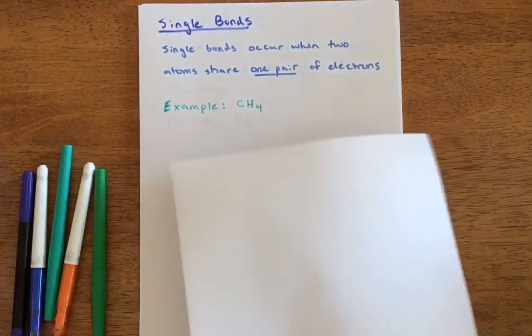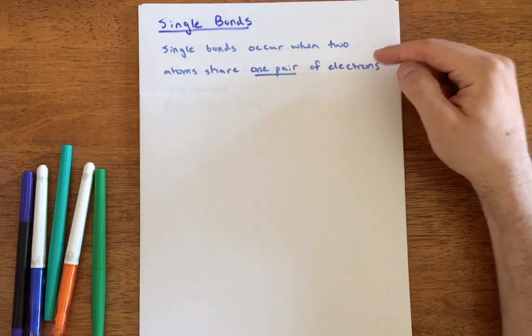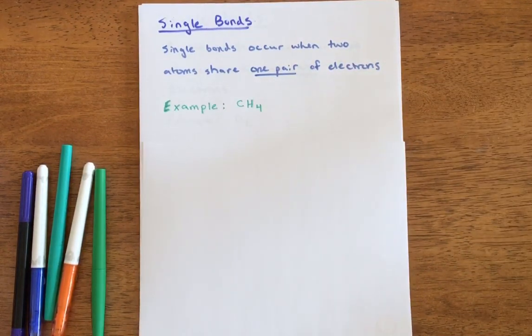So let's see some examples. There are three main kinds, which we saw in the opening goal: single, double, and triple bonds. Single bonds occur when two atoms share one pair of electrons. Let's see an example. The example we're going to talk about today is CH4, commonly known as methane. If you use our standard naming method for covalent compounds, it would be carbon tetrahydride. We're not going to use that in this case. We're just going to call it methane.